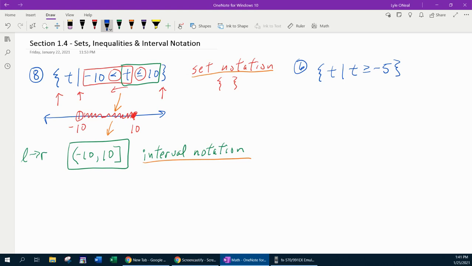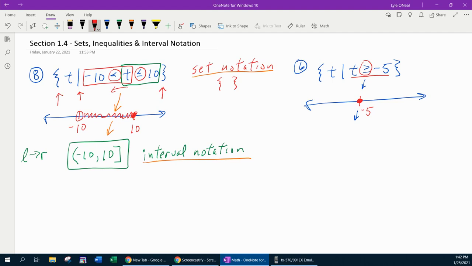So again, this is set notation. I'm going to stick with my same plan that I had before. I'm going to go from set notation to the graph and then to my interval notation. All right, so what does this set notation say? Well, it says that t is greater than or equal to negative 5. So that means on the number line at negative 5, we're going to have a solid dot because we have greater than or equal to.